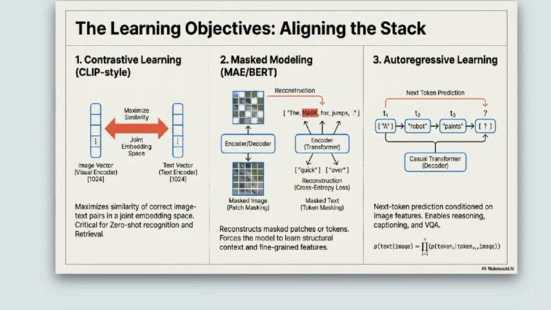Okay, so we've built the bridge, but having a bridge doesn't mean traffic flows. You have to teach the model how to use it. The source material lists 3 very specific learning objectives. This part felt like the actual curriculum for the AI. It is. You can't just throw data at it. You have to give it tasks. The first one is the most famous, contrastive learning. You'll often hear this associated with CLIP models.